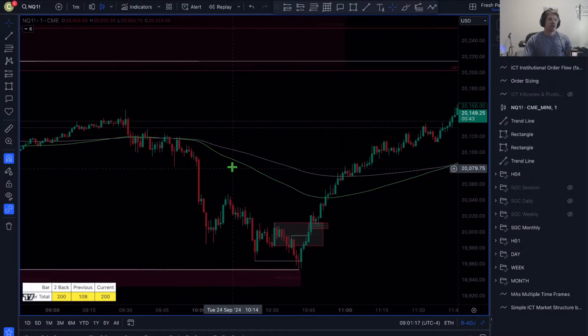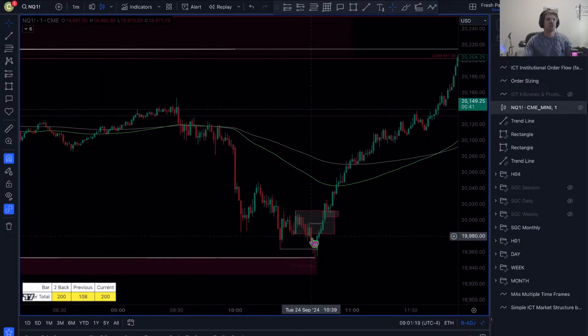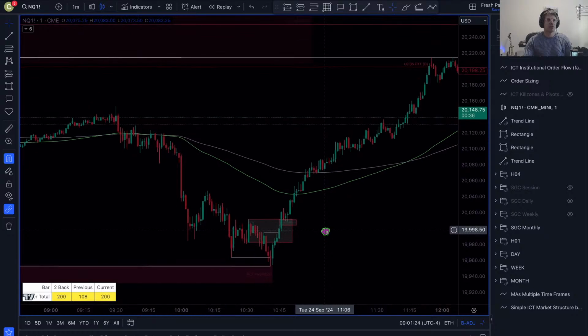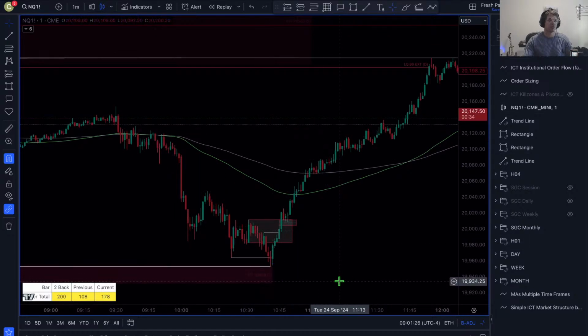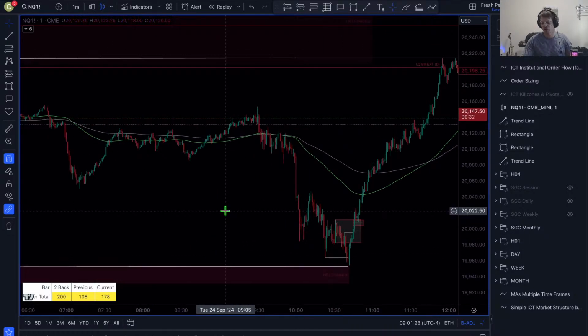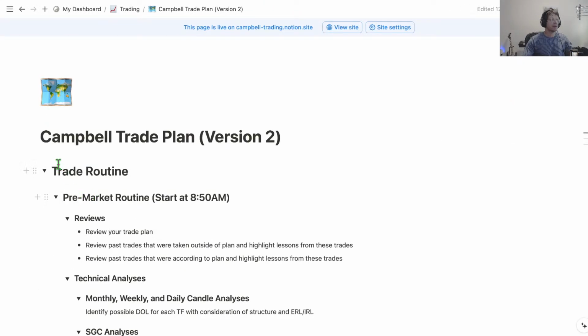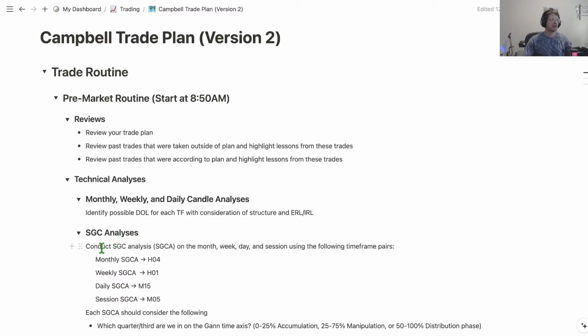Notice I had the MAs on here. This would be counter to a JDS type entry, but reasonable because guess what? You hit projection and you hit the previous day low. So it goes back to maintaining, if you recall, as part of the trade plan, and this is something I need to get better at, using these analyses, right?